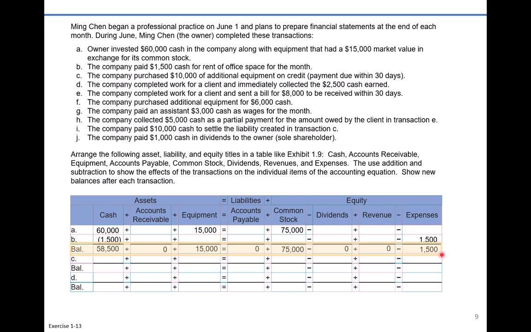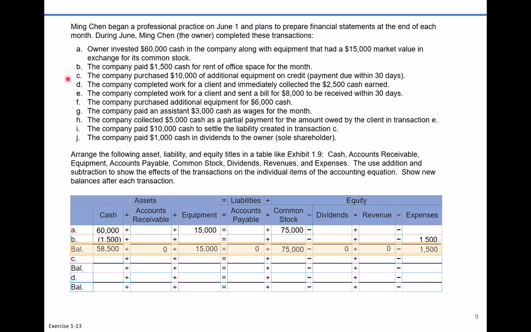So we can take a look at this together and add up the left side, all of the assets, cash plus equipment. And know that our balance sheet equation is still in balance, because 58,500 plus 15,000, well, that's 73,500 on the left-hand side of the balance sheet equation. On the right-hand side, we have 75,000 minus 1,500. That also equals 73,500. So our balance sheet equation is still in balance. Assets equal the claims on those assets, liabilities and equity claims.